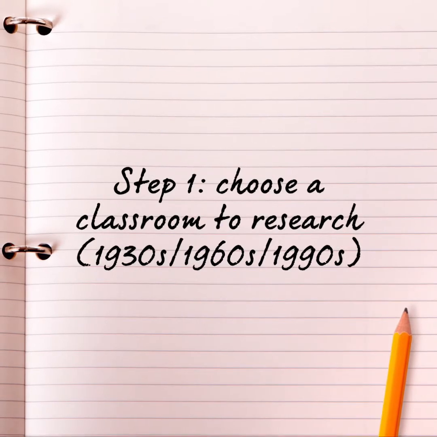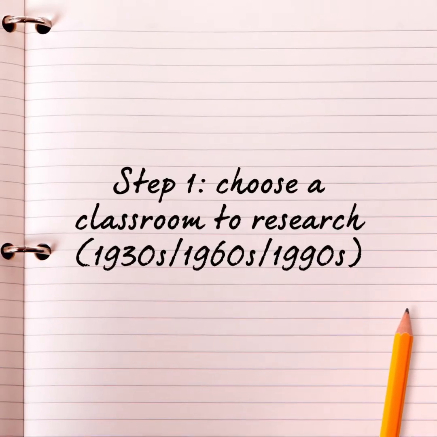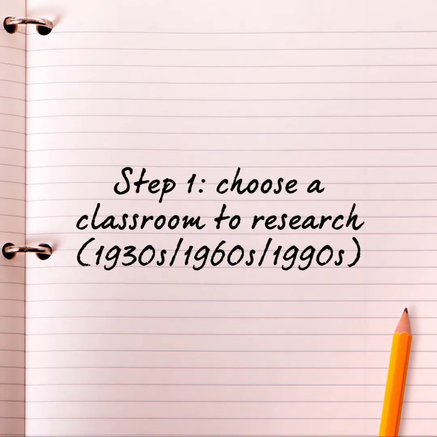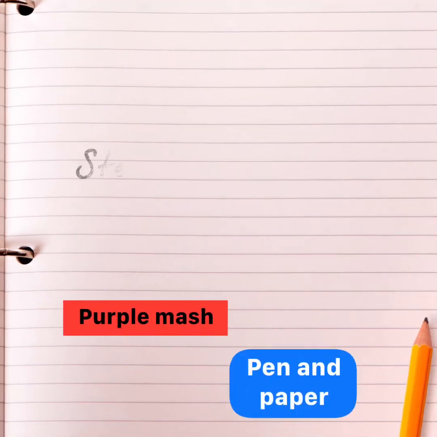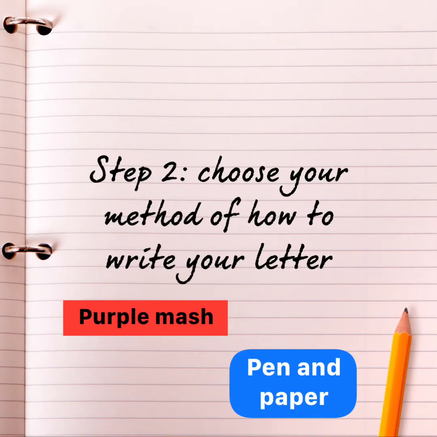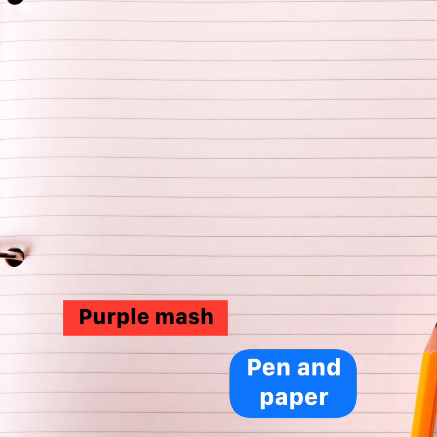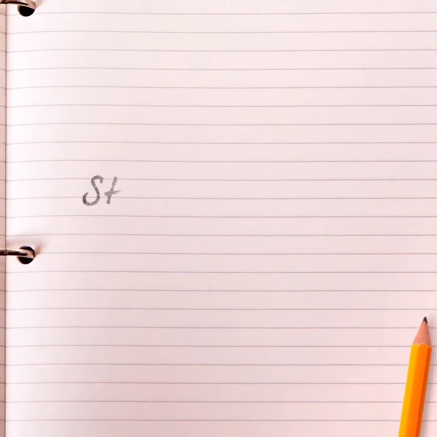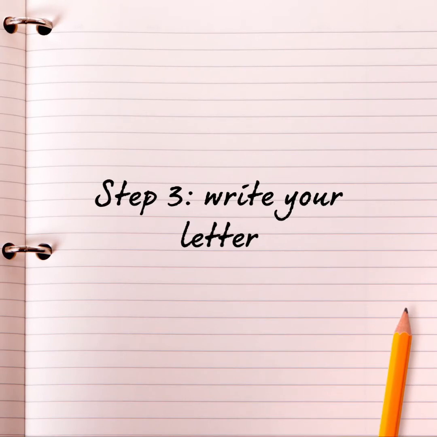Okay, so step 1 is to choose a classroom to research. Pick the year you want to have a look at and find out a little bit more about these classrooms, or just use the information you already know about. Step 2 is choose your method of how to write your letter. You've got a choice of either using Purple Mash or just good old-fashioned pen and paper. And step 3 will be just to write your letter.